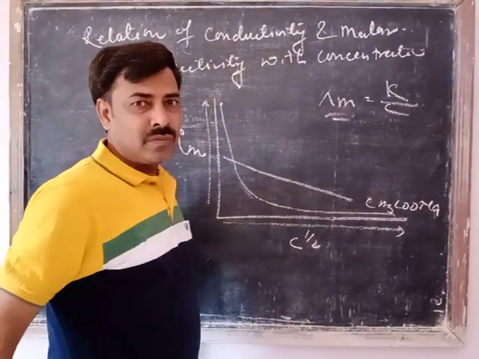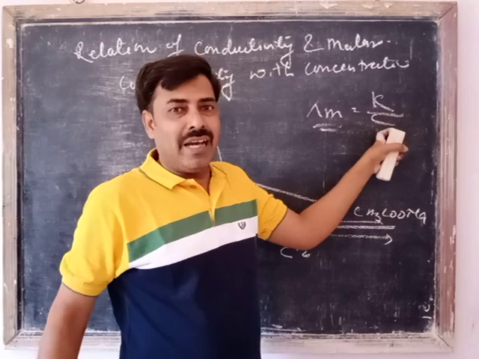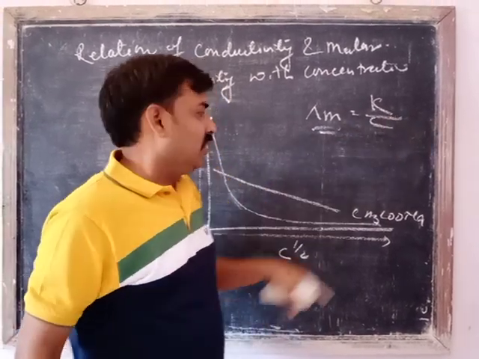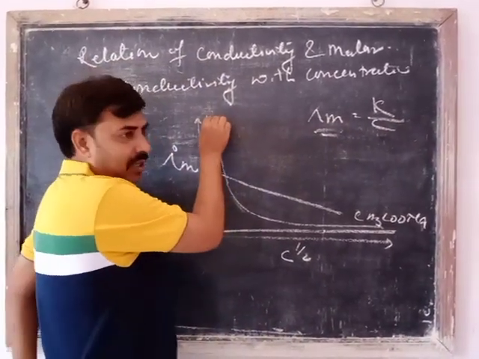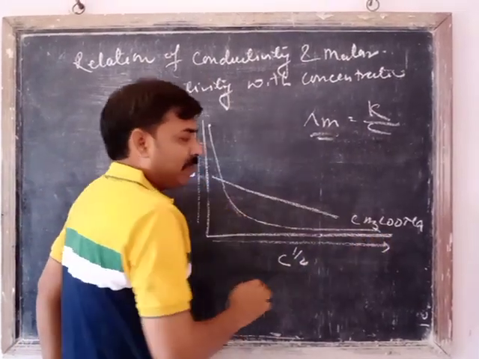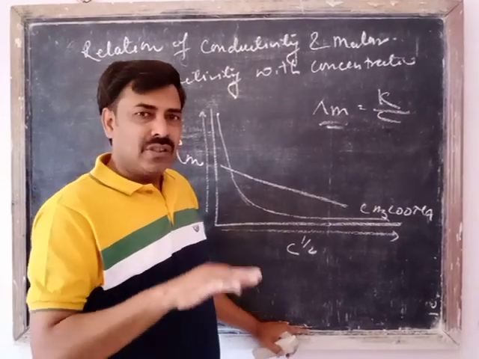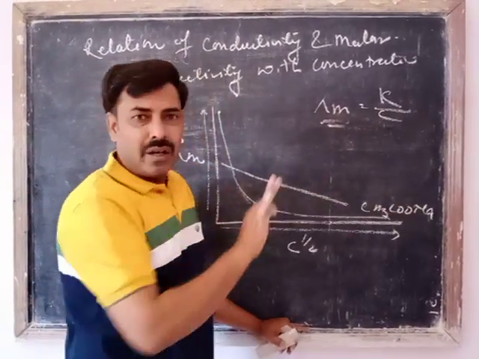But when you see the value of lambda m equal to kappa by C, the value will be 0 only when the concentration is infinite, and that condition does not actually arise. So the graph is not touching this axis, and neither this axis. That means the molar conductivity is not going to be 0. It will decrease gradually, but not approach 0.